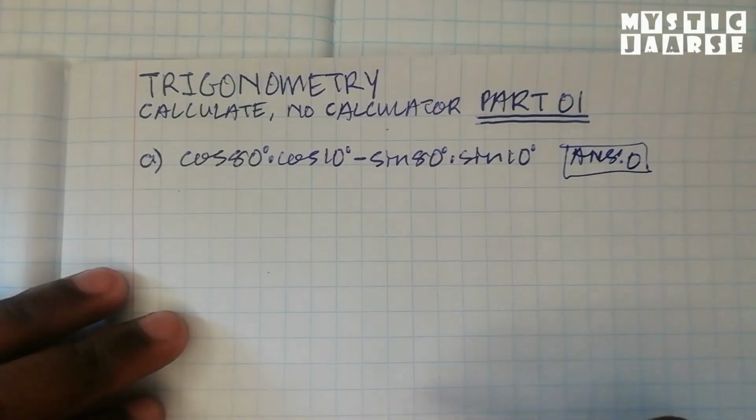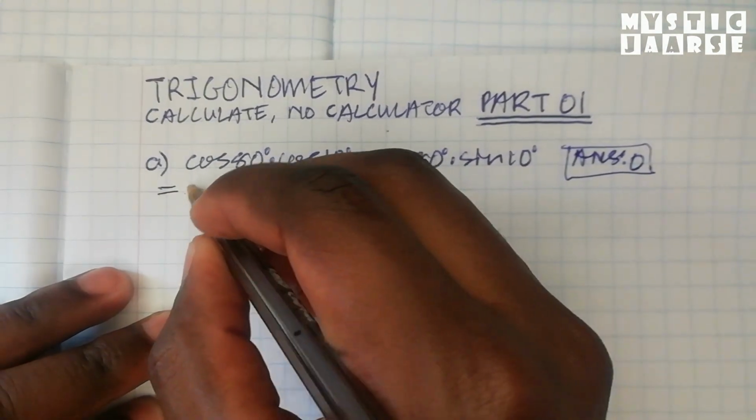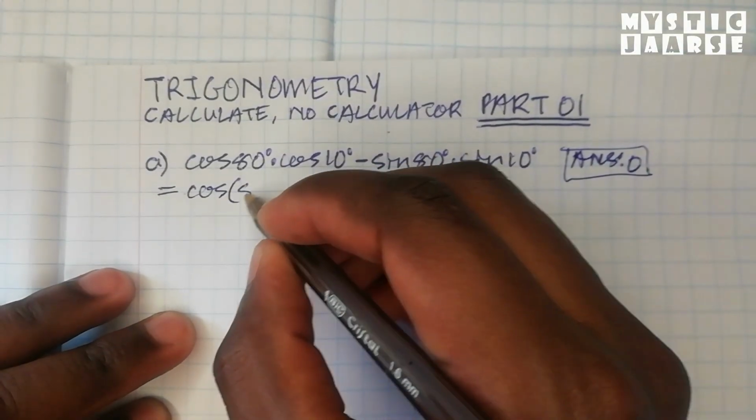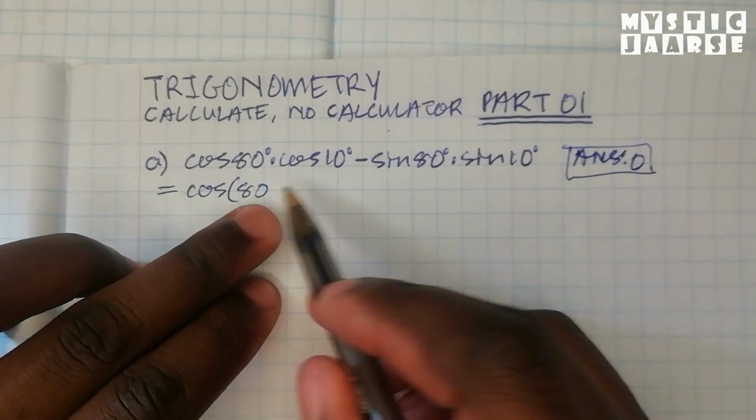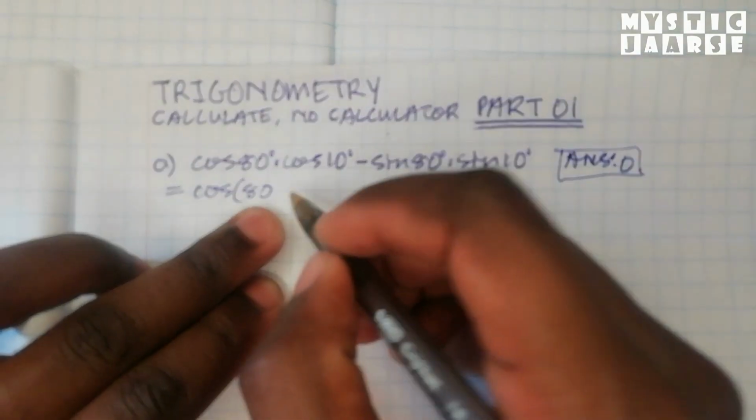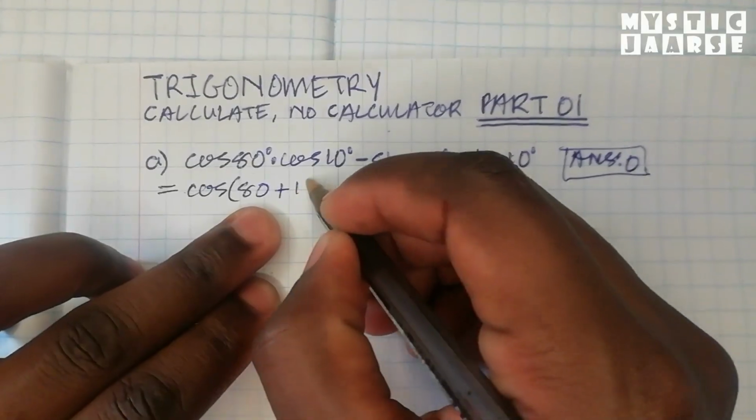So we need to shrink it to its original compound form. So we have cos of, what is our A? Our A is 80. And what is the sign? The sign should change, right? So this was a negative, it is supposed to be a positive. What is our B? Our B is 10.